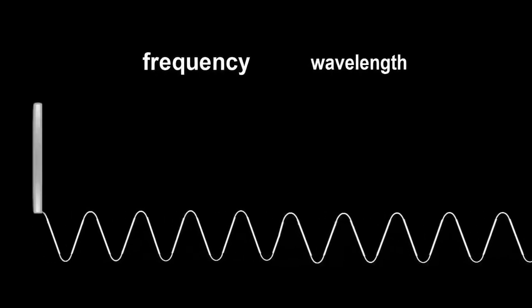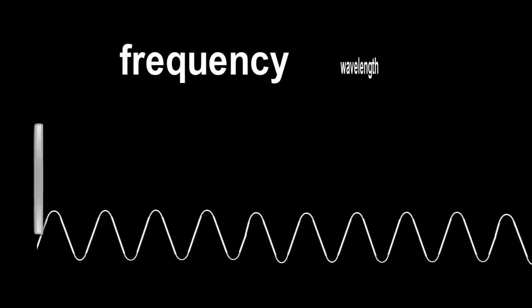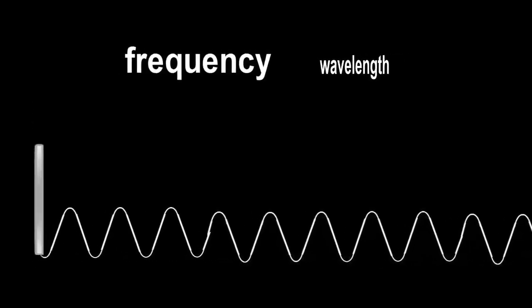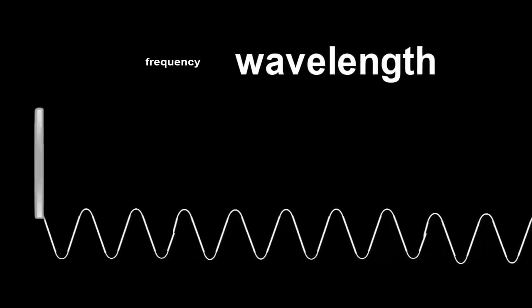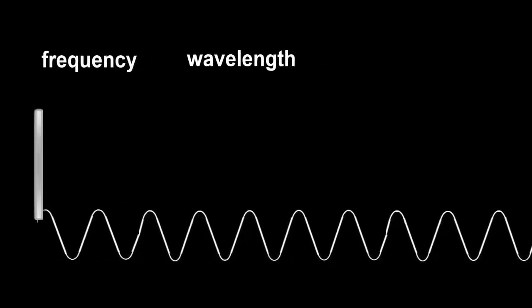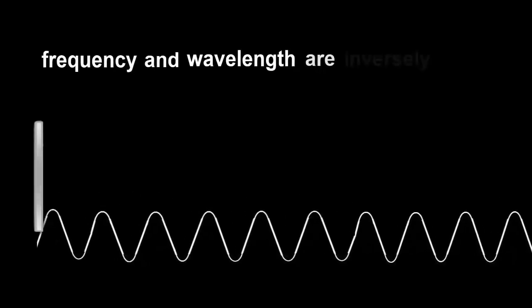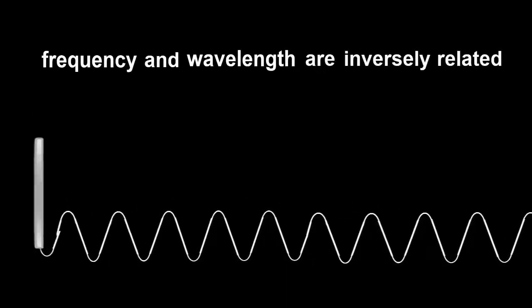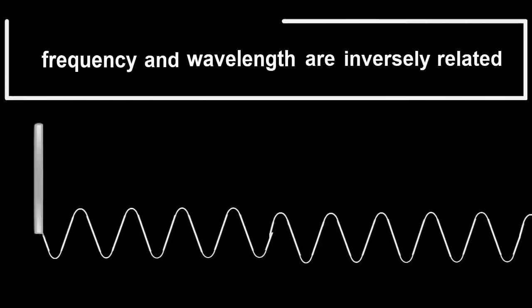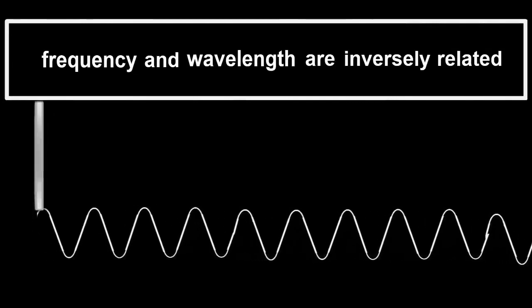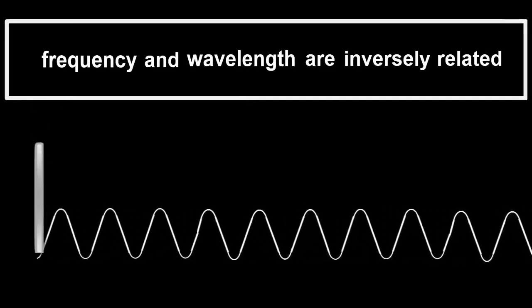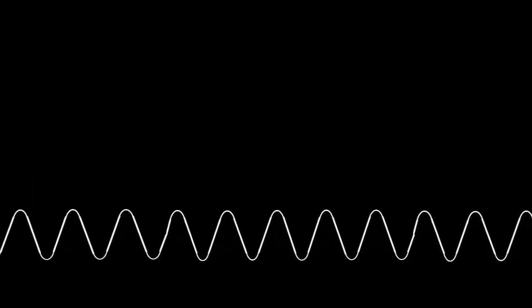This means that when frequency increases, wavelength decreases, and vice versa. So we can say that frequency and wavelength are inversely related. That makes sense. When we increase the frequency, more waves are squeezed in, reducing the distance between them.